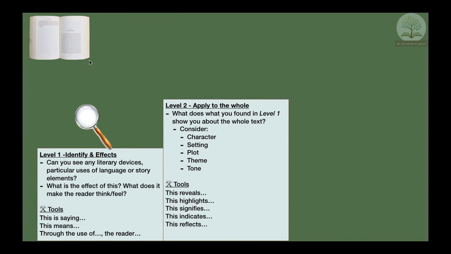In the second level, we ask, how does this apply to the text as a whole? What does this show us in level 1 about everything else in the story? We can think about the character, the setting, the plot, the theme, or the tone, for example. Here, we're not looking at the finer details, we're looking at the text as a whole. We can use language like, this reveals, this highlights, this signifies, this indicates, and this reflects.